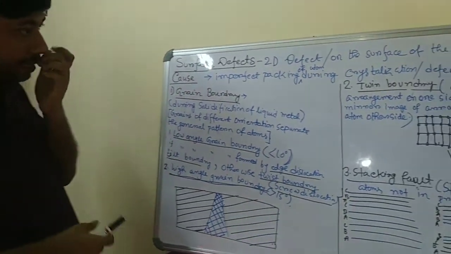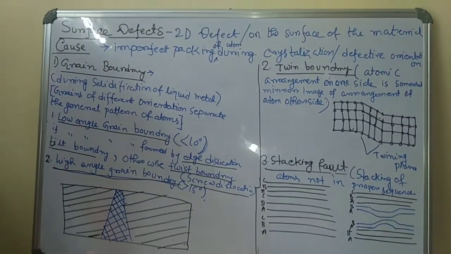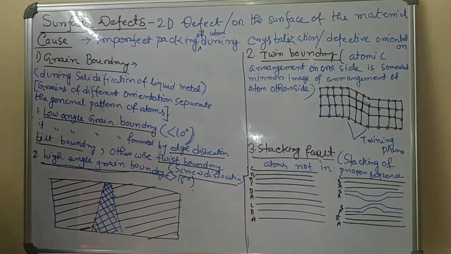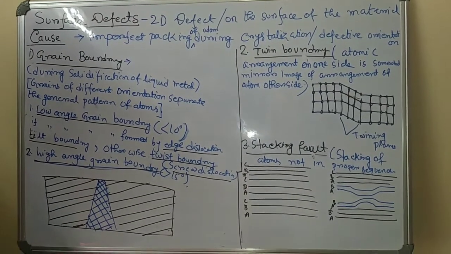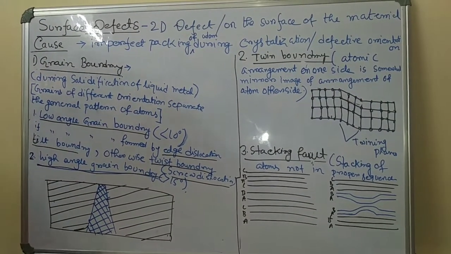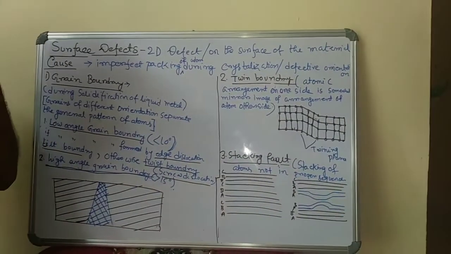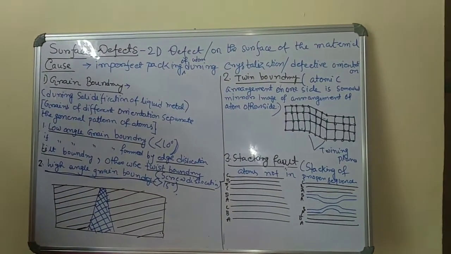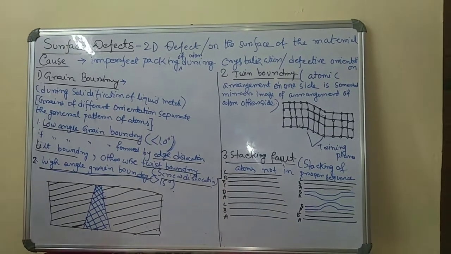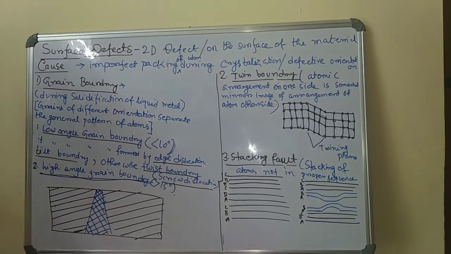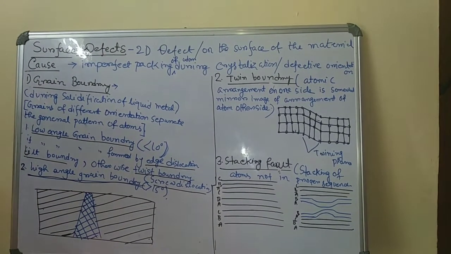Now, the second defect is the twin boundary. Twin boundary is one type of surface defect which occurs in the surface of the material. It is defined when the atomic arrangement on one side is a mirror image of the arrangement of atoms on the other side.